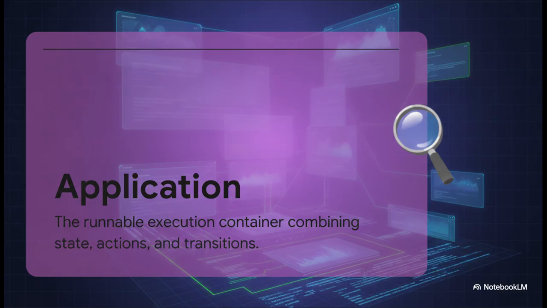This is the runnable execution container compiled by the application builder. It takes all those distinct pieces we just talked about, your initial state, your actions, your transitions, plus any identifiers, trackers, or persisters, and bundles them into a highly observable runnable graph.